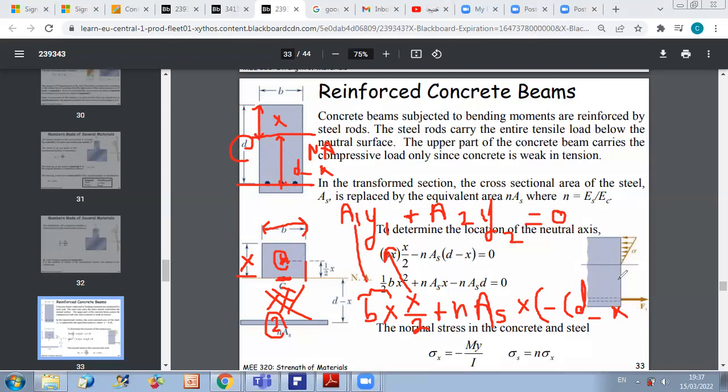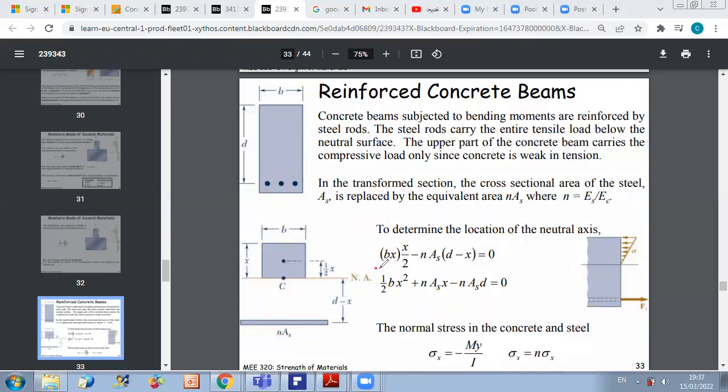And then you will get an equation with just one unknown. So this is the final equation you get: Bx, which is A1, times x over 2, which is y1, equals nAs, which is A2, times (d minus x), which is y2, equals 0.